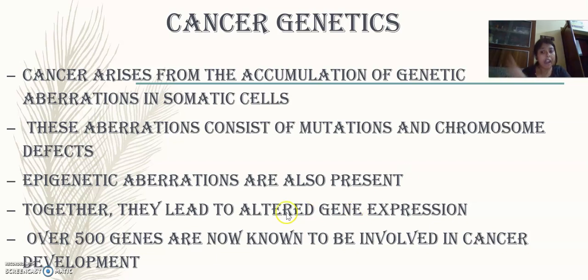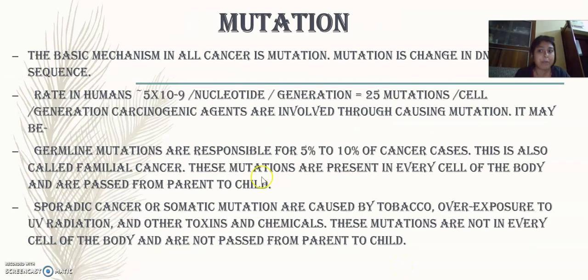Over 500 genes are now known to be involved in cancer development. So first you have to chalk out those 500 genes, right? And then think about the treatment. These 500 genes and many other genes are involved in cancer, so that needs to be chalked out first. The basic mechanism of all cancer is mutation. Mutation is a change in DNA.